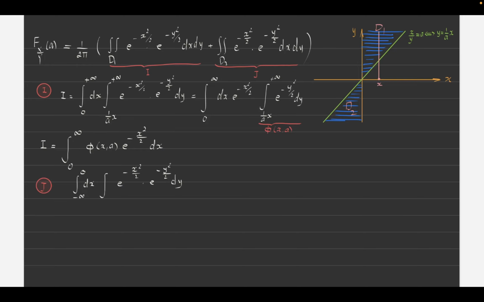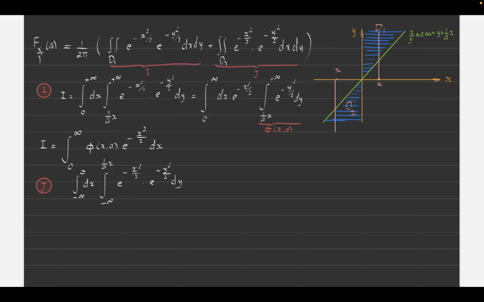So choose one of these x's. Let me change my color. For example, let us say that x is somewhere here. If I look at this cross section along this vertical line, you see that the lowest y value for this particular x is negative infinity. But the highest value is this one, which exactly follows the same rule. So this means that I have to write it from minus infinity up to 1 over a times x.